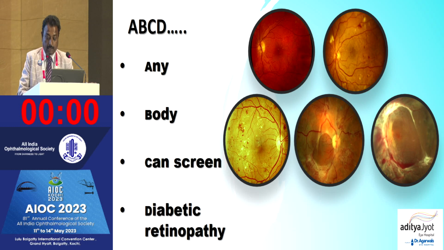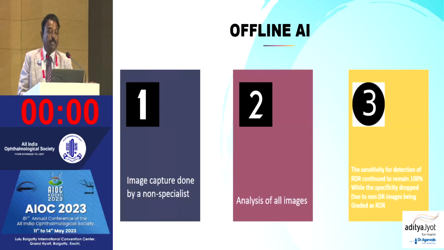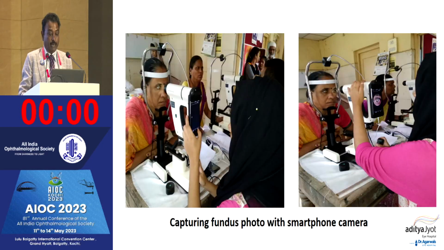So these are the various stages of diabetic retinopathy. The boy or the girl need not know the details. So there is the image capture done by a non-specialist or anybody, and an analysis of all images done by the AI. The sensitivity for detection of referable diabetic retinopathy continues to remain 100%, while the specificity dropped due to non-diabetic retinopathy images being graded as referable diabetic retinopathy.